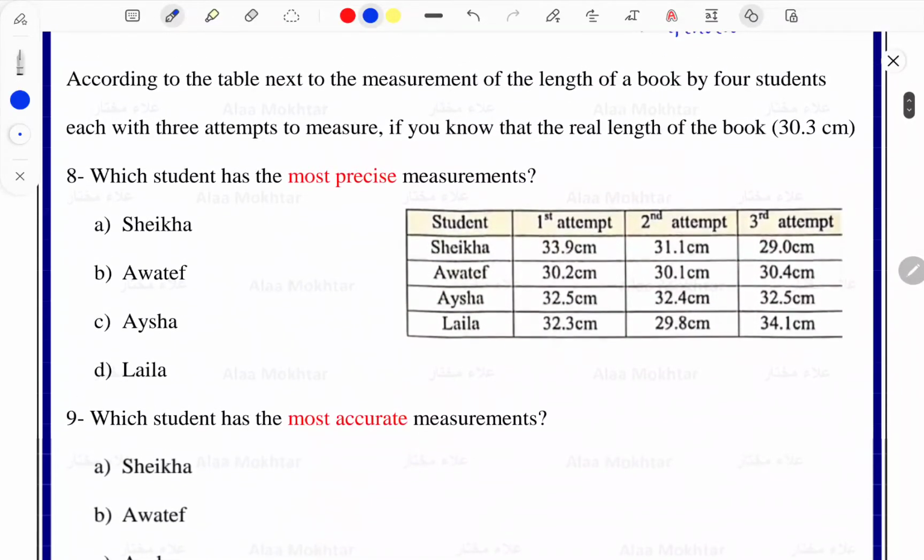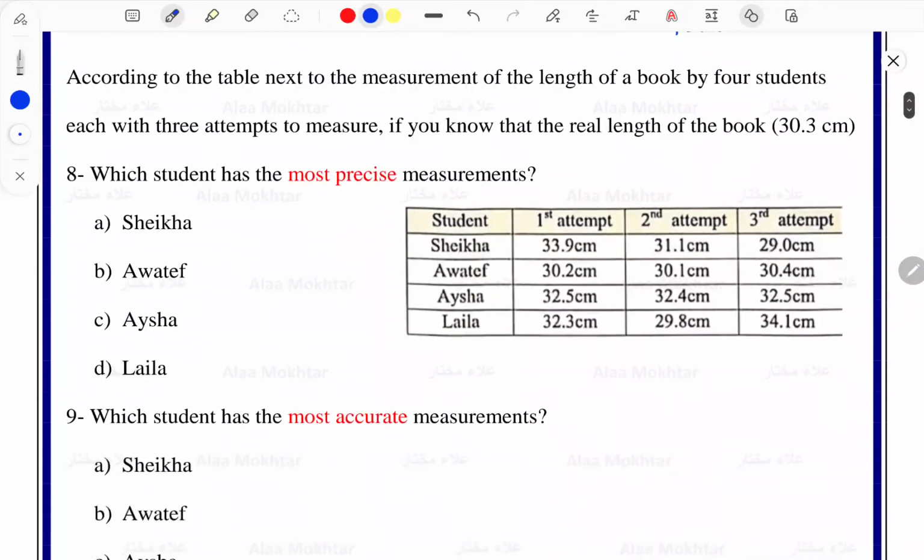The next question, according to the table of measurements of the length of a book by 4 students, each with 3 attempts to measure. This is the real length, he gave us the real length: 30.3 centimeter. Which student has the most precise measurement? Which student has the most accurate? Most accurate means the measurement is very, very close to the real length.